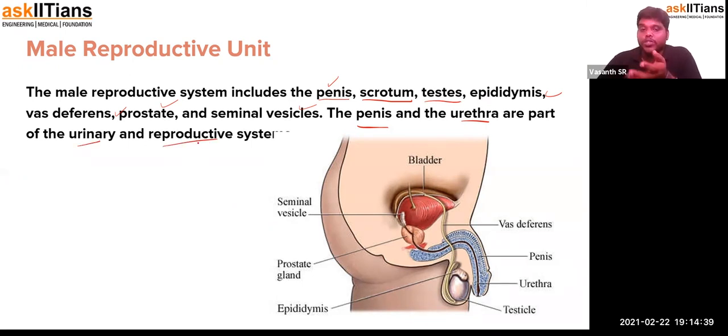So why is that so? It is because it acts as a common passage where the excretory material is also taken out through the same passage, and the epididymis also comes out through the same passage. That's why it is called urinogenital. So this is the male reproductive system in a nutshell. We will see all of them about the male in detail in the next video.